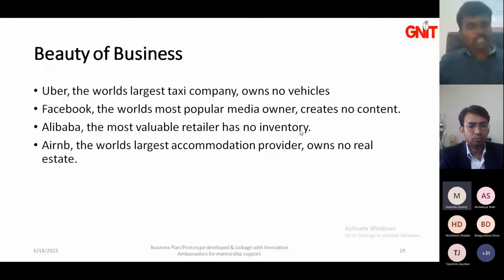Next comes Airbnb. This is an accommodation provider, like hotels and restaurants, but it doesn't have any real estate. They don't have any hotels. For example, Oyo has some hotels, but Airbnb is one of the largest accommodation providers. You can go and check on their website, but it doesn't have any real estate, restaurants or hotels of its own. So you can see the beauty of the business.